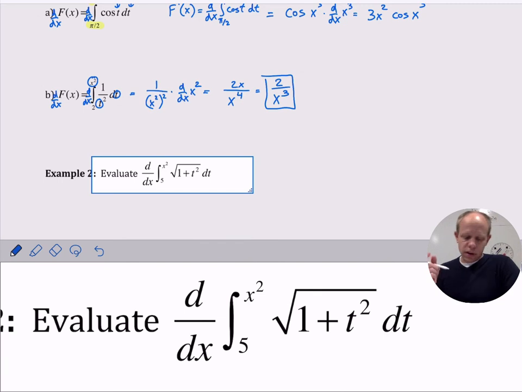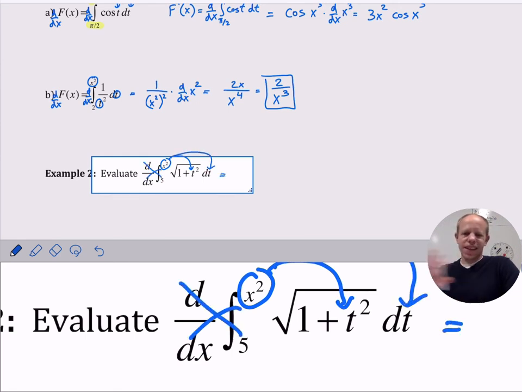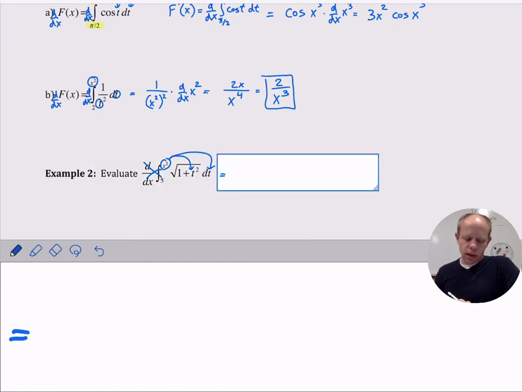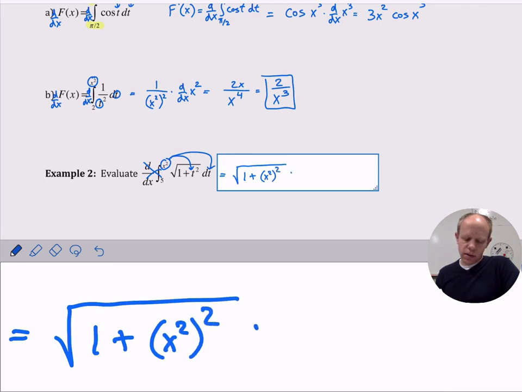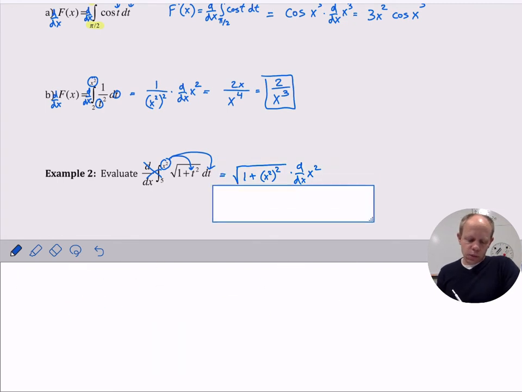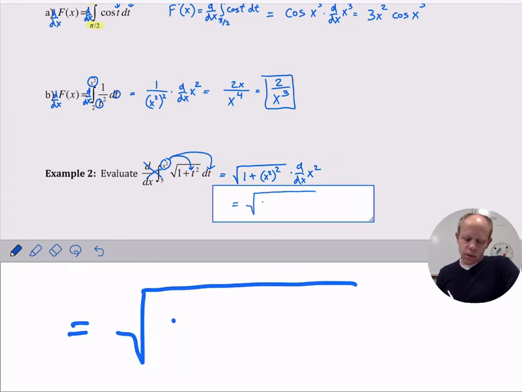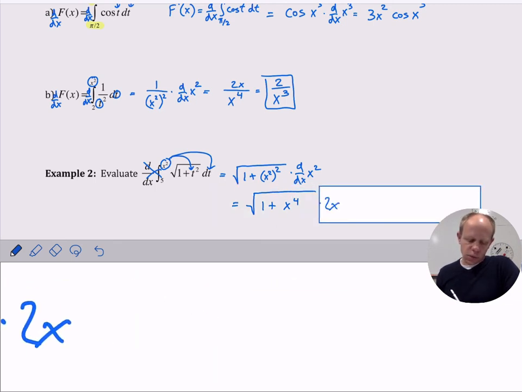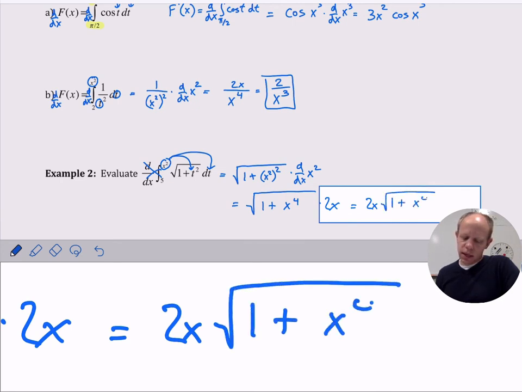All right, so hopefully they're not too hard. This x squared should be no problem for us. So again, we want to take that x squared and plug it in for t here and here. And then the derivative cancels out the integral. And so we have the square root of 1 plus x squared squared times the derivative of x squared. So we'll simplify just a little bit here. 1 plus x to the fourth times 2x. And again, usually we're going to write that 2x out in front. 2x times the square root of 1 plus x to the fourth.